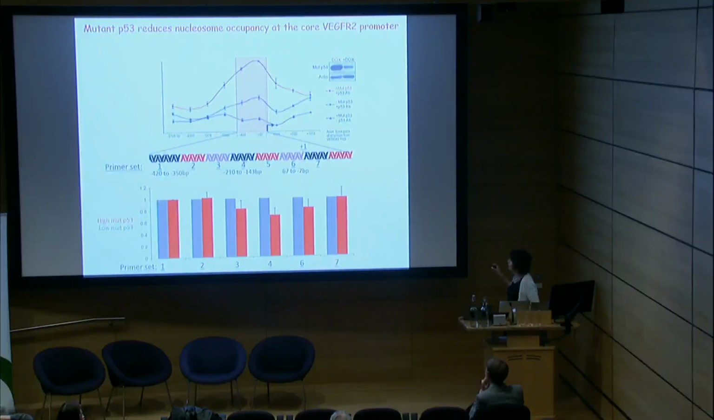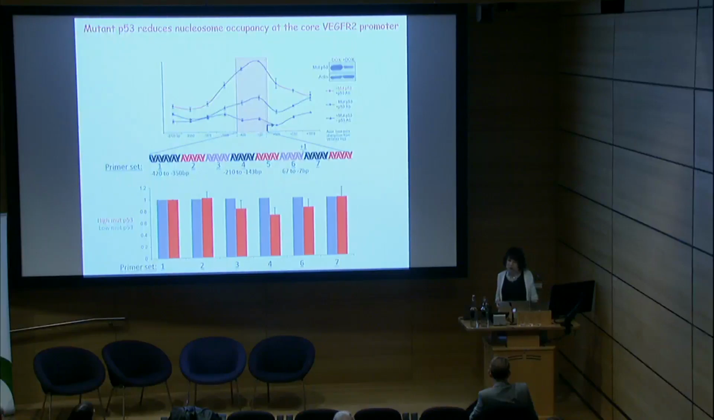This is the proximal region, adjacent to the start site of transcription. And he did an analysis of the nucleosomes present at that very region. And he showed that when mutant p53 is high, there are lower levels of nucleosomes right in this region. He was able to basically show that mutant p53, therefore, is required for displacement of nucleosomes at the proximal region of the VEGFR2 promoter.